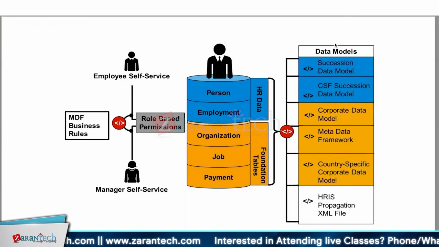Okay. In that, these first three: succession data model, country specific succession data model. The CSF stands for country specific, guys. Next, corporate data model, and the fifth one, country specific corporate data model. The first three and the fifth, those are the 4 XML files actually. The metadata framework in between is not an XML. The first three, succession data model, country specific succession, corporate, and the country specific corporate. The first three and the fifth one, those are the 4 XML files.